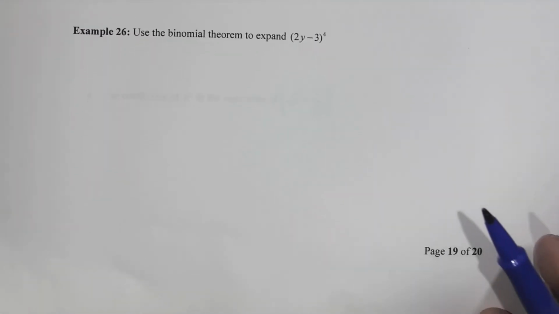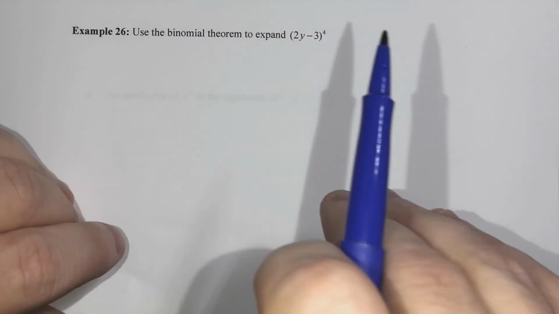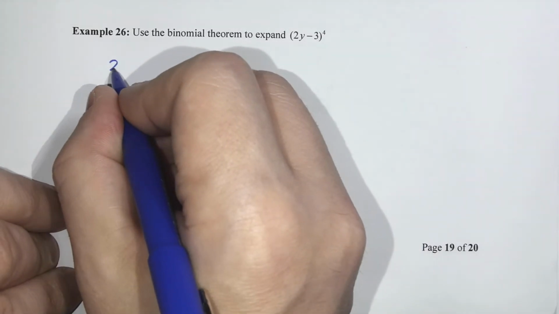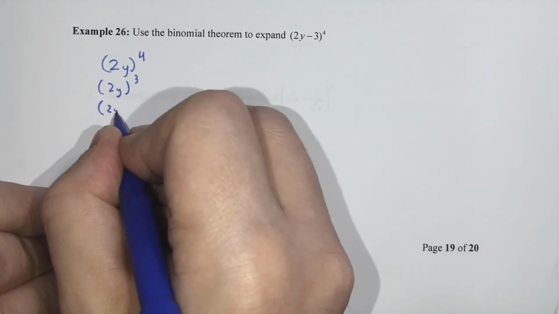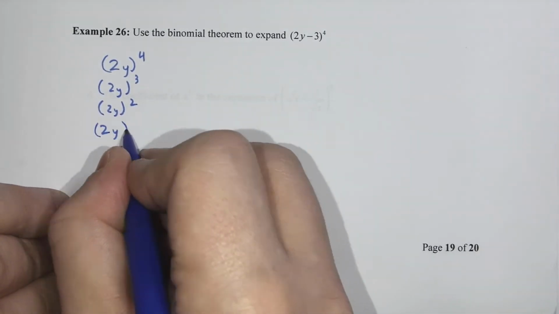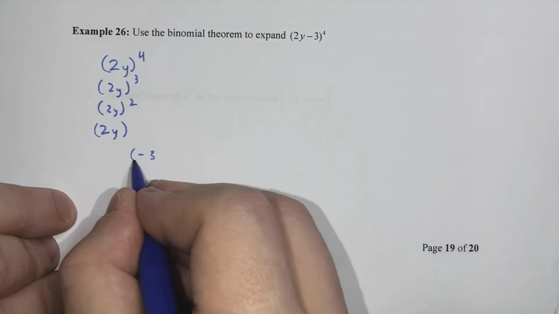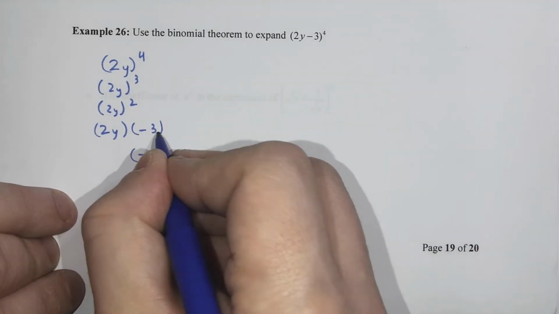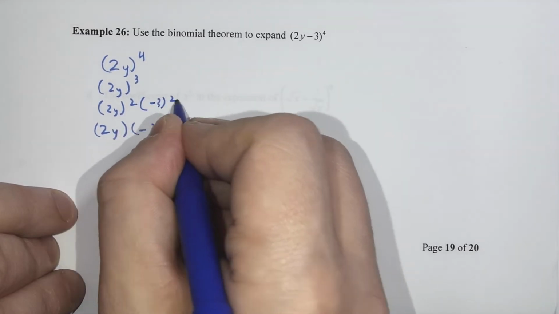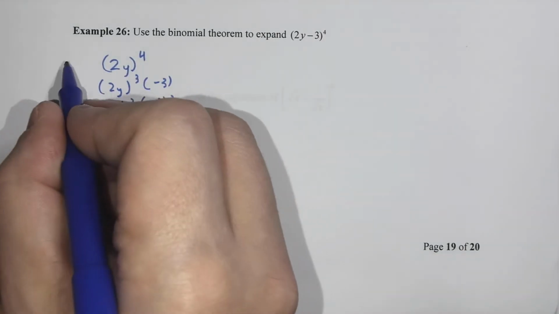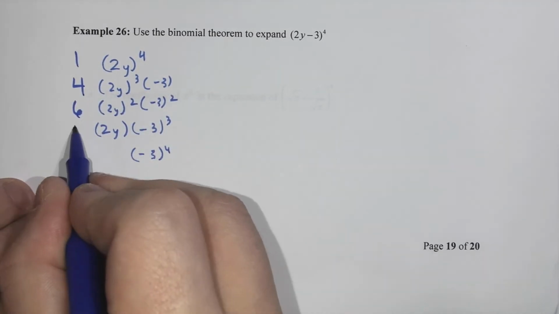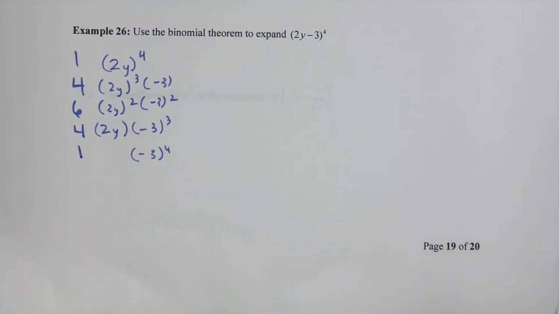Okay, let's do it in a more complicated example. The coefficients are a little bit more painful here. 2y to the fourth, 2y cubed, 2y squared, and 2y. And then we have a negative 3 to the fourth, negative 3 cubed, negative 3 squared, and a negative 3. All the while we keep track of our binomial coefficients from the Pascal triangle, 1, 4, 6, 4, 1. So what would the final answer come out to be here?